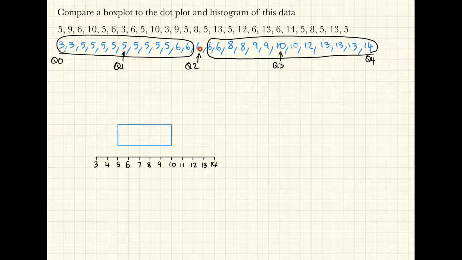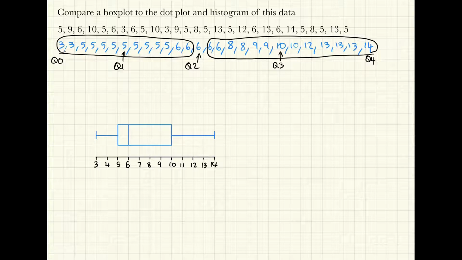Q2, which is our middle number, we'll put that inside our box as a separate line. So 6, go ahead and draw that in. There's our line at 6. We're going to draw now the edges of our whiskers. The edges of our whiskers are 3 and 14. Let's go ahead and put that in there. So the edge of my whisker is at 3, and the other edge of my whisker is at 14. Connect the edges of your whiskers with the actual whiskers, and you have a box and whisker plot.